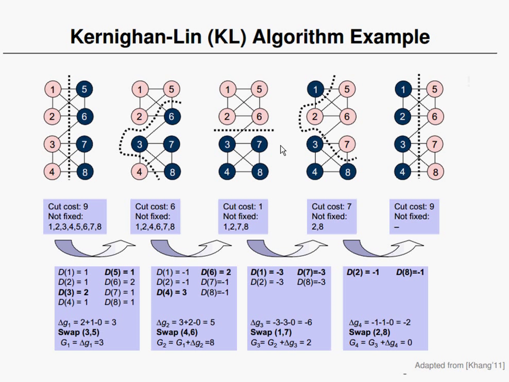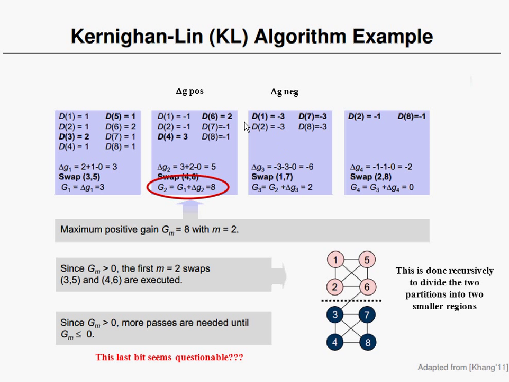And this illustrates the delta G's here were positive, and after that point in time the delta G's were negative, so the gains were getting negative, and here the gains are positive. So reducing the cost, and increasing the cost from here on in. This is the only part that seems a bit questionable from these notes. It said since this G of M was greater than 0, more passes are needed until G of M is less than 0.